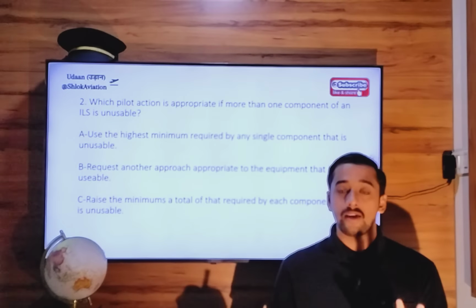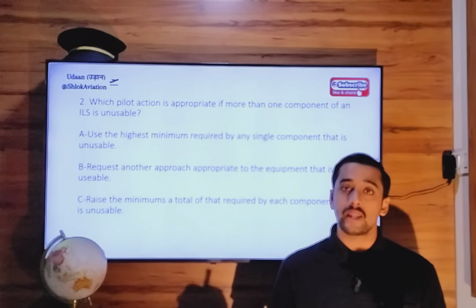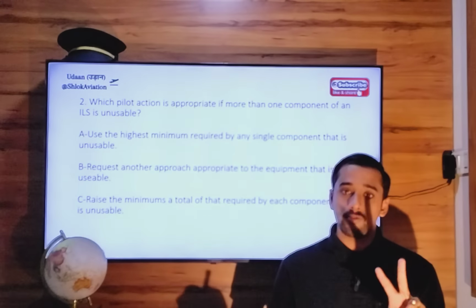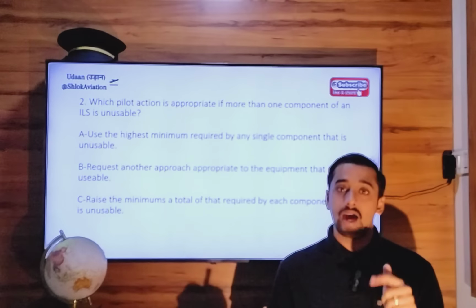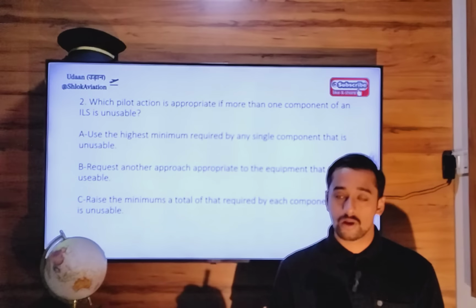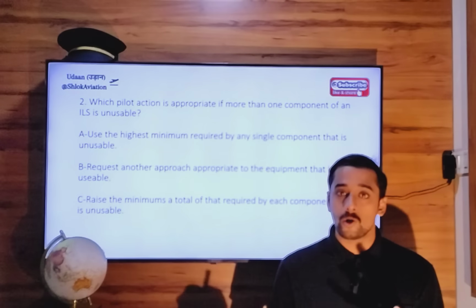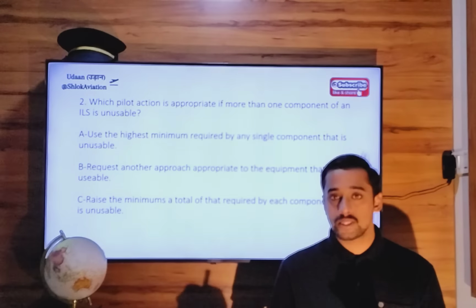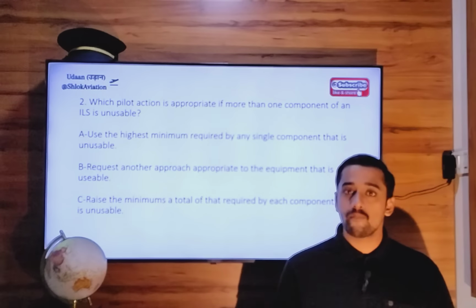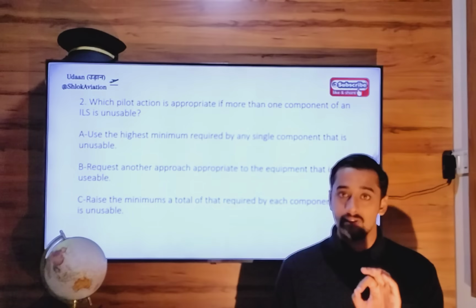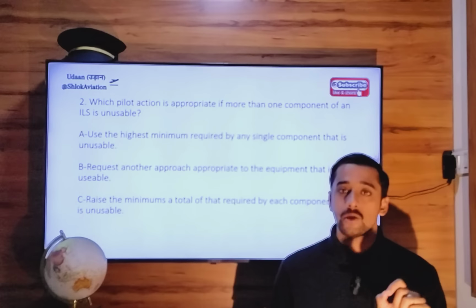Increase the minimums. Now, if more than one component is inoperative, how will you decide your minimum? Out of those components, check the minima associated with them. The component which has a higher minima will have to be selected. Any minima which is the higher of the two, or the highest of the three components if three are not working, will have to be selected. So use the highest minimum required by any single component. If there are two components, whichever requires a higher minimum, go with that minimum. That will be your minimum for that particular approach.